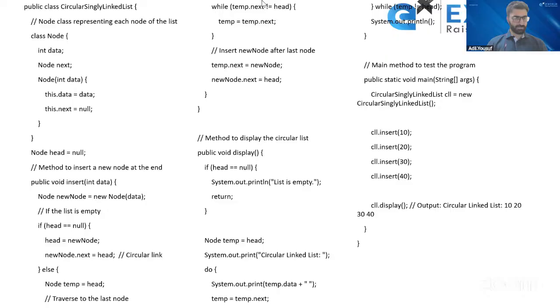Operating system. Why is in operating system? Yeah, round robin CPU scheduling. Good. Embedded system. May I know where in embedded system? Managing players in multiplayer games. Good. Gaming playlist.